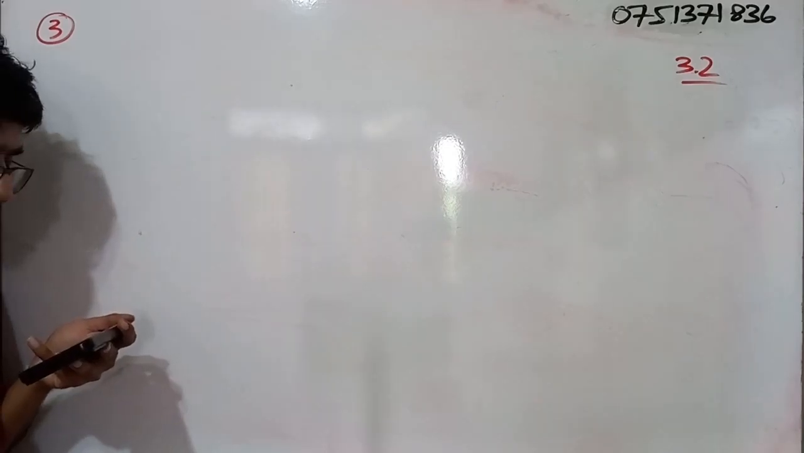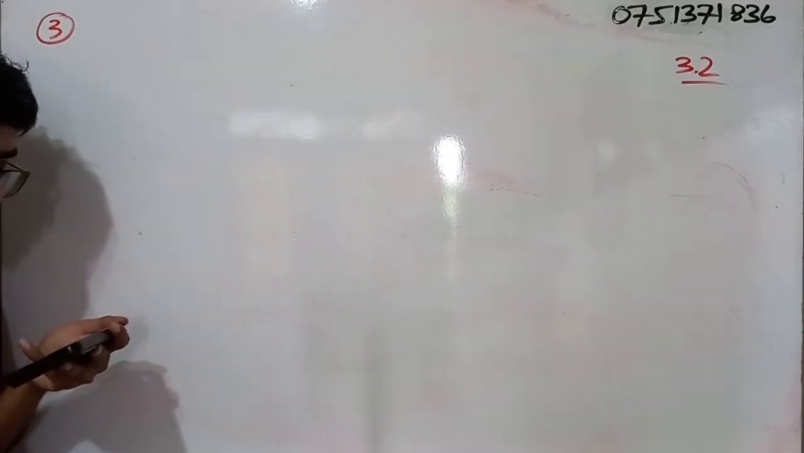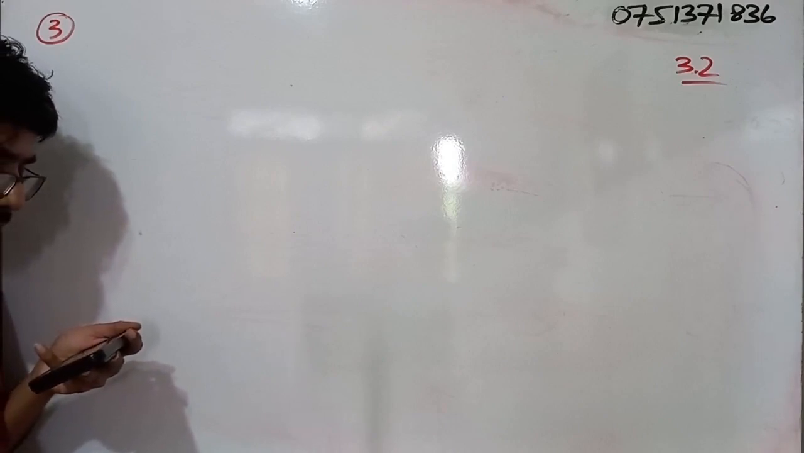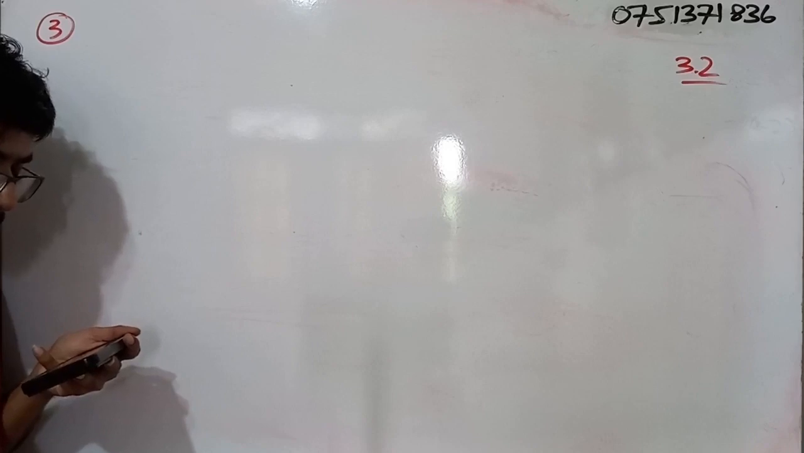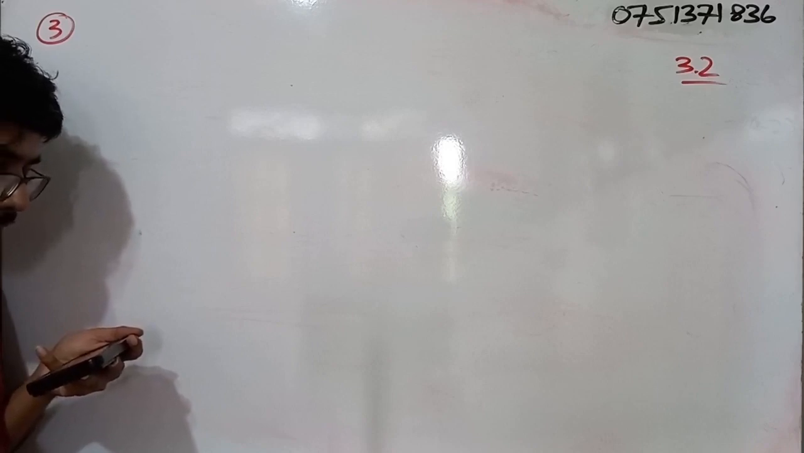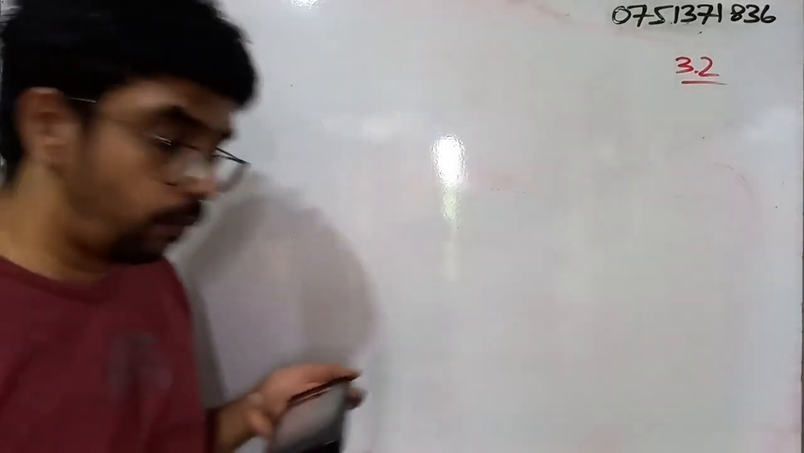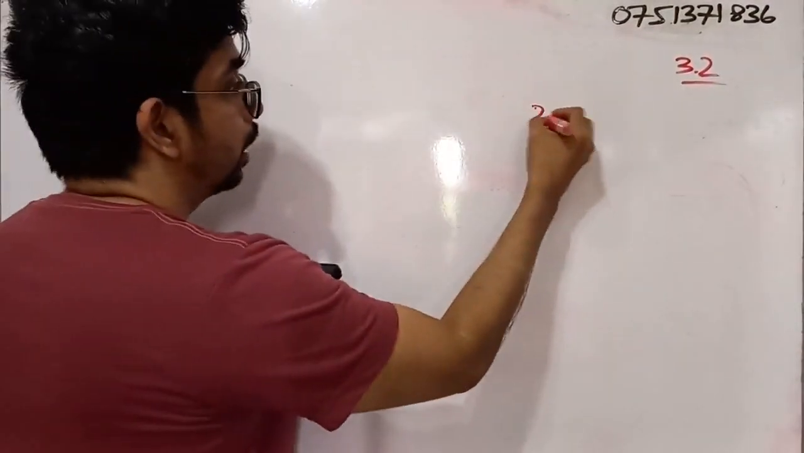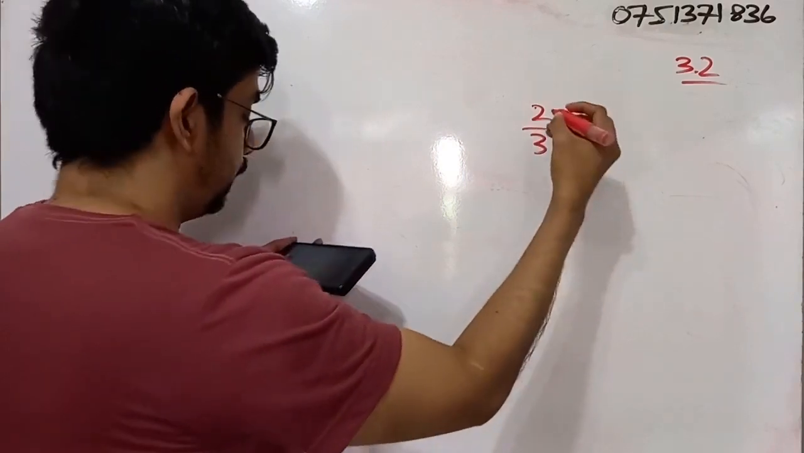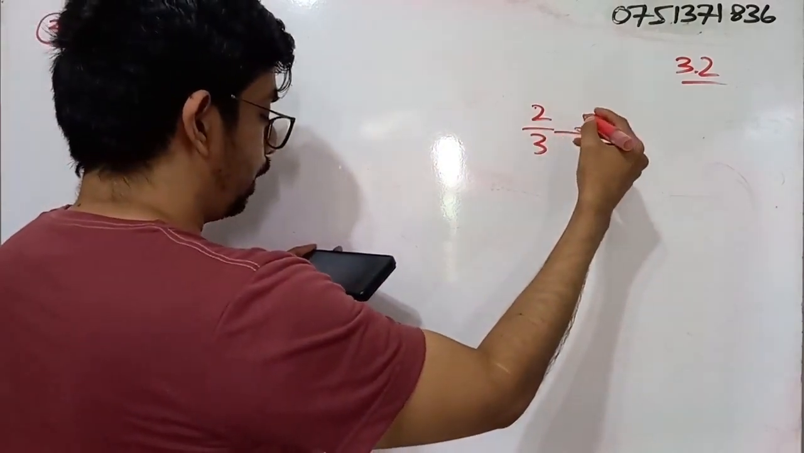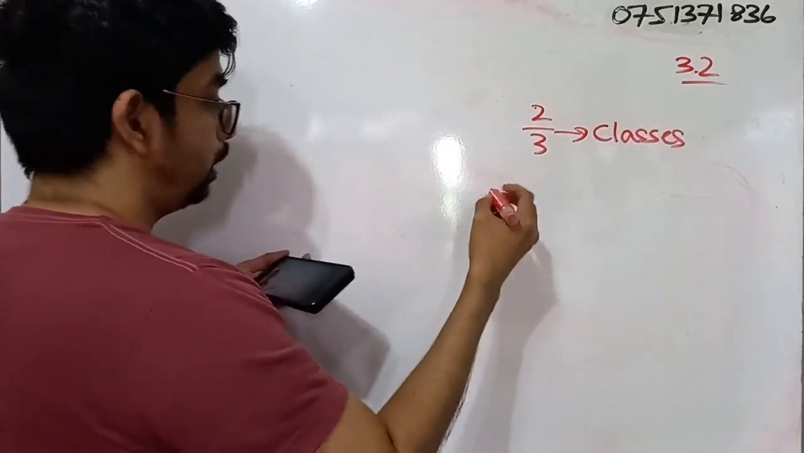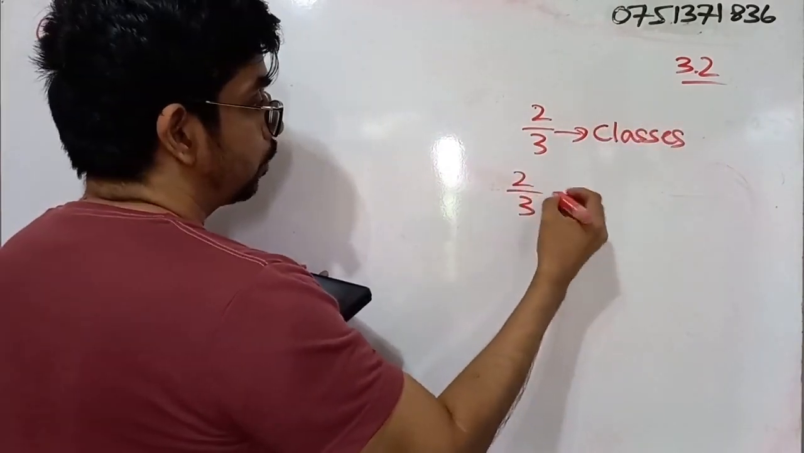It has been decided to allocate 2/3 of the floor area of a certain hall for classrooms, 2/3 of the remaining portion for an office, and the rest of the floor area, which is 200 square meters, for the library. Right. So we will write those things. 2/3, that is for what? Classrooms, classes.